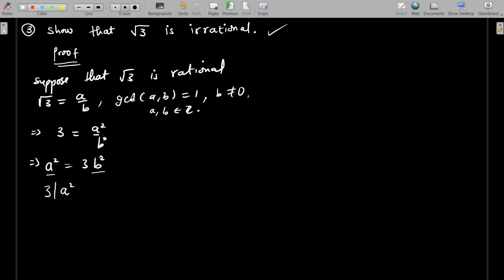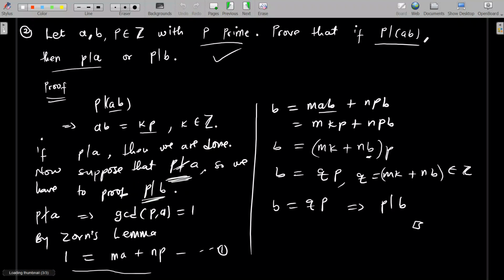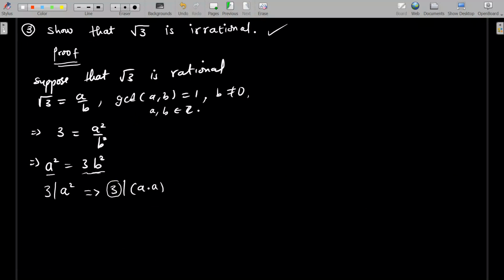Now the idea is, this is because you can write a squared as some integer multiplying 3, and that is what is happening here. And this implies that 3 divides a multiplying a. If you recall our claim, if a prime number divides the product of two numbers, then the prime number divides one of them, right? And here we have the prime number 3 dividing the product of a and a. So by our claim, 3 actually divides a, meaning a is equal to 3 multiplying an integer k, where k is an integer.